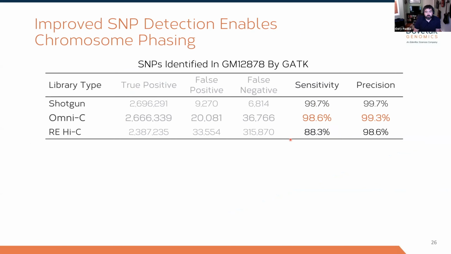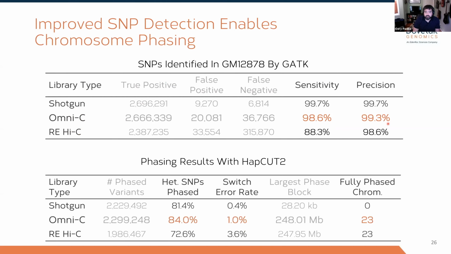SNP detection. So here we're showing shotgun data compared to Omni-C and restriction enzyme Hi-C. We're getting very good sensitivity and precision. This is something that we're always working on and trying to make better. But through that ability to identify SNPs, we can now take these variants and phase them and build very large phase blocks. So you're looking at a 250 megabase phase block with Omni-C Hi-C data, compared to shotgun data where you're getting maybe a 28 KB, 30 KB phase block.